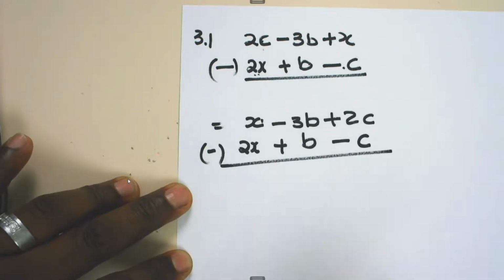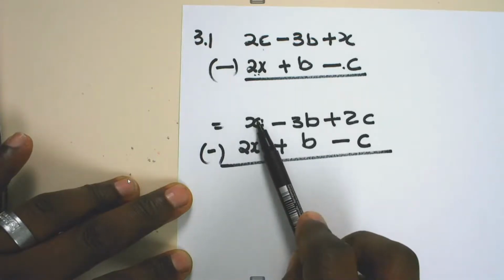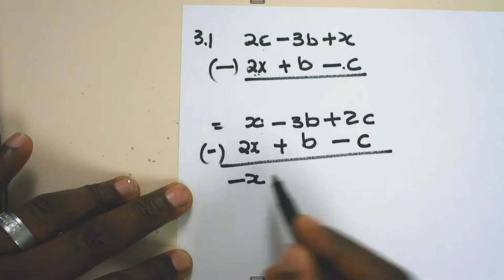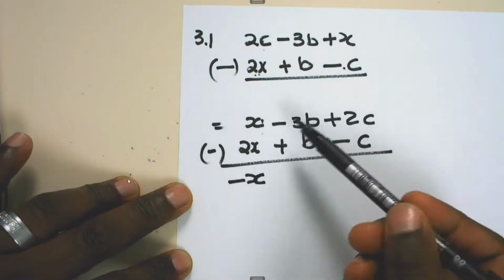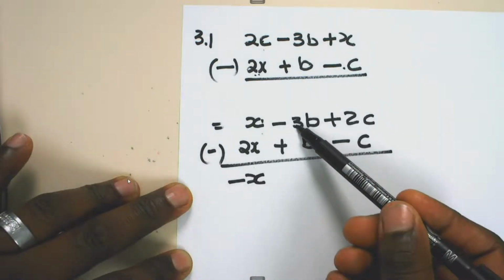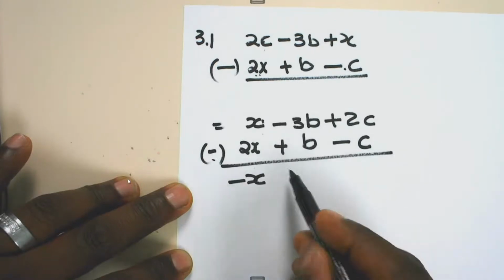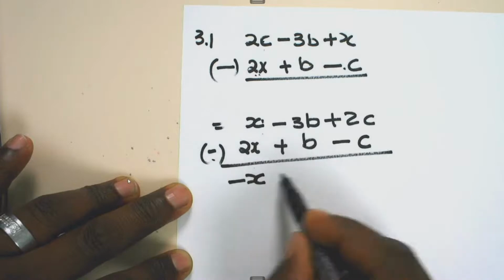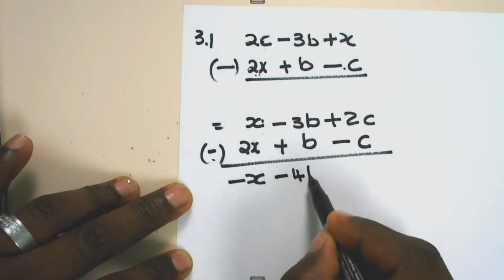Let's start subtracting. It's going to be 1x minus 2x, which is negative x. And then negative 3b minus b. It's going to be the same as negative 3 minus 1, so it's going to be negative 4b.